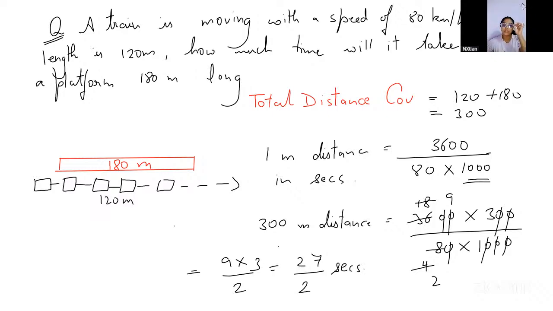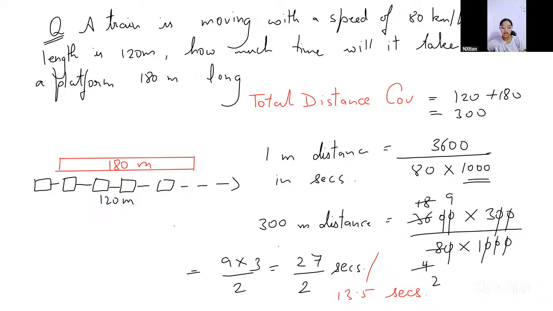You can also divide it. If you divide 27 by 2, you will get 13.5, or 13 and a half seconds.